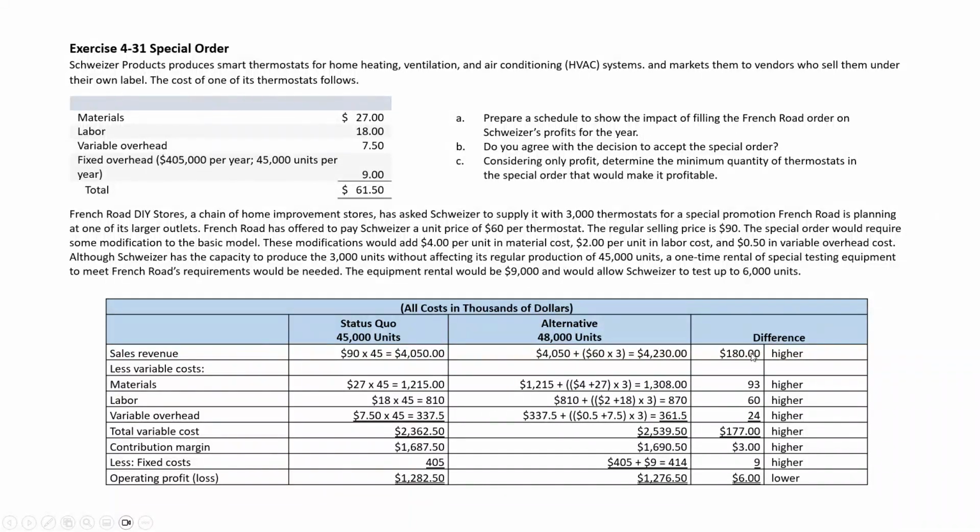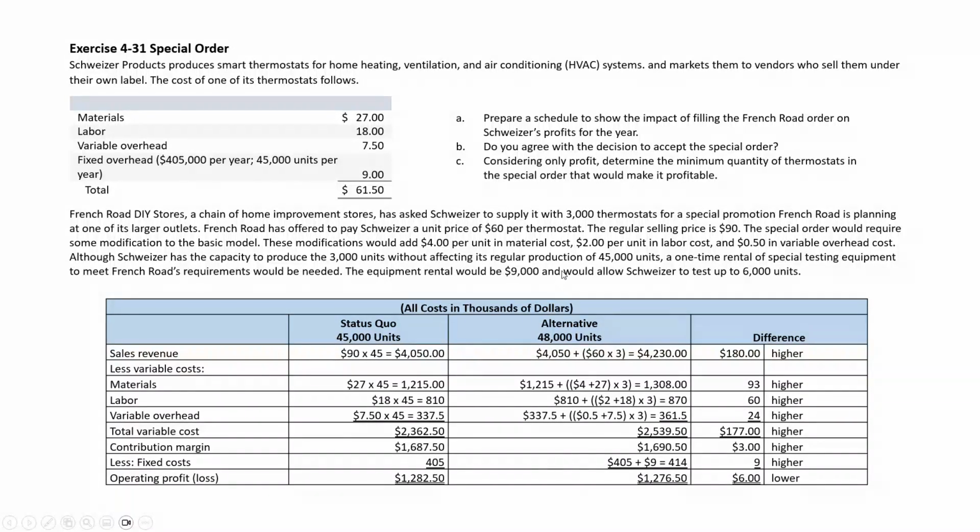Subtract that from the $180 additional dollars in revenue, and that's $3, or ultimately if we added the 30, $3,000 extra in contribution margin. What we have to compare this to is, are any of our fixed costs going to change? Now, you know by now, our rule of thumb for fixed costs is as long as they're in the relevant range, we don't expect things to change.